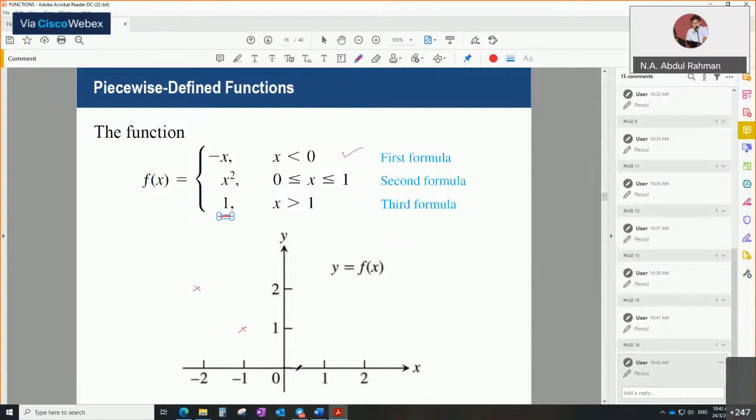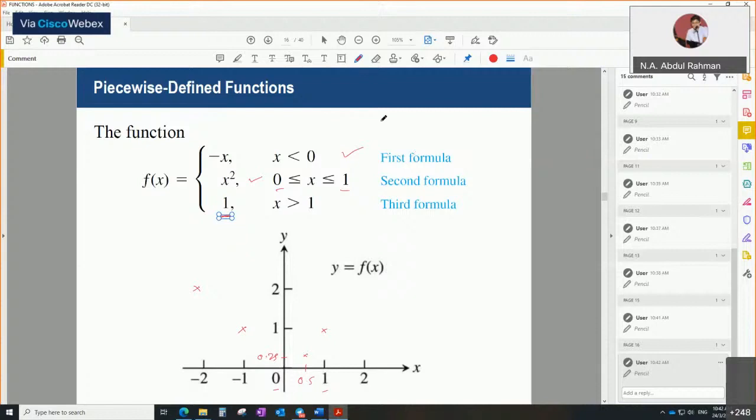So we have two lines here. Let me just put the dots first. And then the second one, we have a quadratic function. The only point that we have here may be here. From the domain, you can have 0.5 here, so it will be 0.25, right? Between 0 and 1. So from 0 to 1 here, we have a quadratic function.